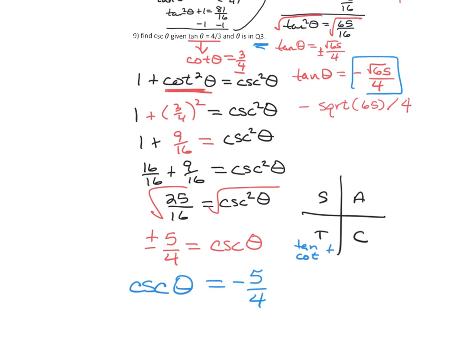So again, you must use the identities for this question. If you want to double check it, you could turn tangent into y/x and then find your r value, and then from there you could figure it out. But again, you must use the identities. Any questions? Anybody need me to go back to anything?